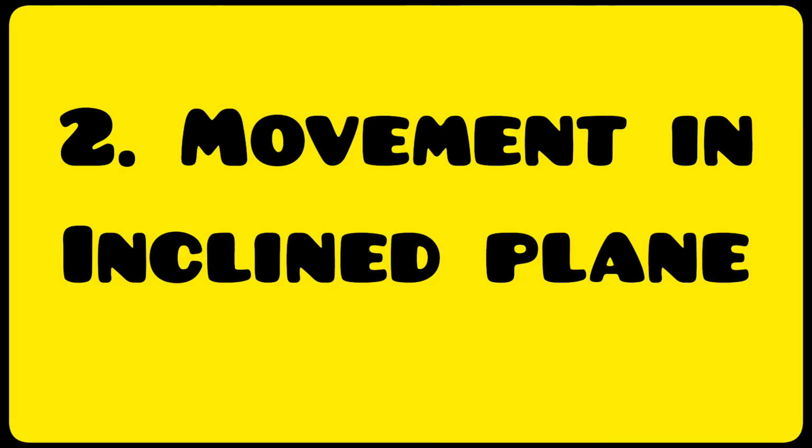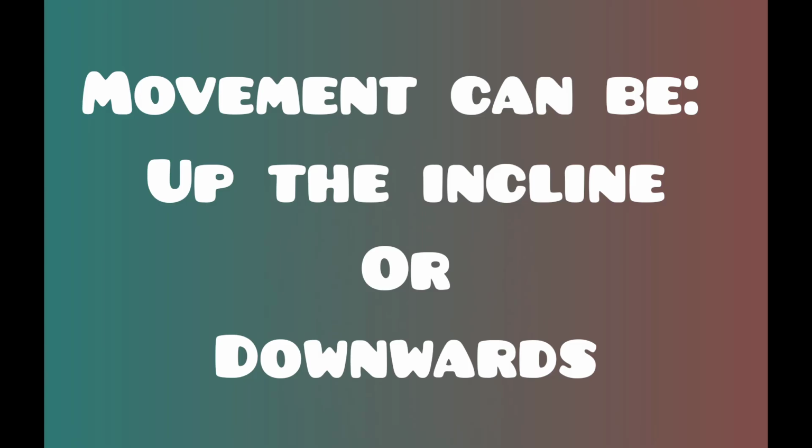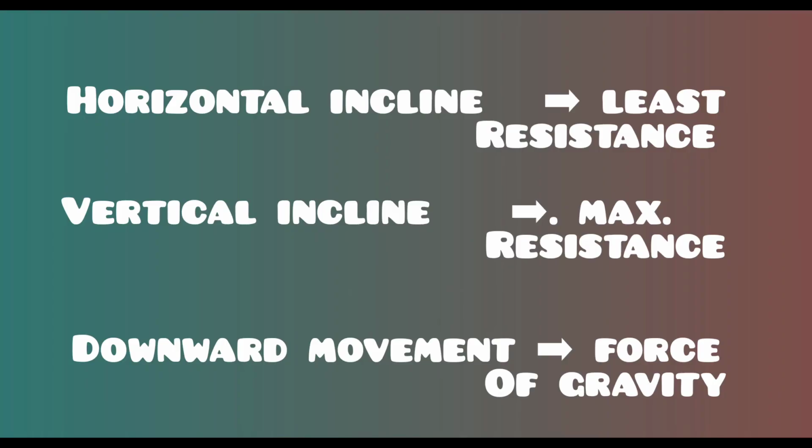Number 2, movement in the inclined plane. Movement in this case can be up the incline or downwards. The resistance to the muscles is least when the incline is nearly horizontal and increases as it approaches the vertical. Movement downward is produced by the force of gravity. The magnitude of its force increases as the inclination approaches the vertical and the reaction of the plane decreases.